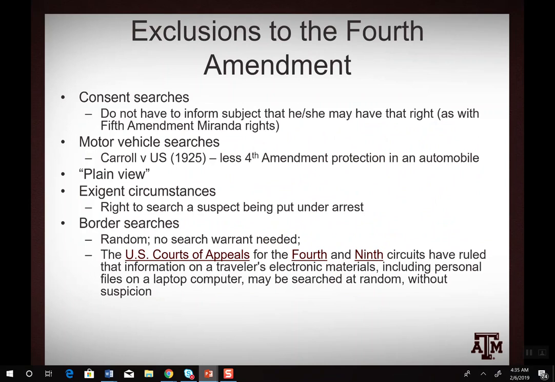And the big one is also border searches. Border searches are random. You don't need a search warrant at all, and you don't need any kind of probable cause. You're in line coming back into this country. You can be pulled out for any reason, for no reason, and have your personal files searched at random.